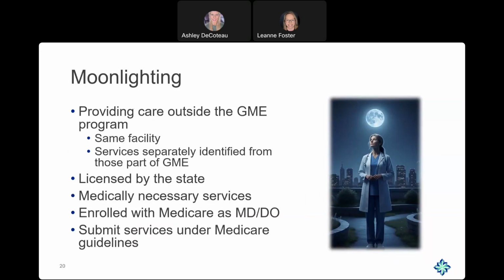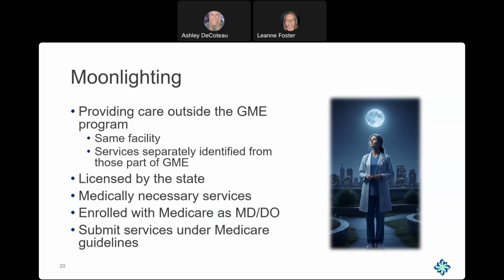Next up, we have moonlighting. Moonlighting is where the resident is actually providing services outside the scope of their graduate medical education program. And it could be within that same facility, but separate from the GME program, or it could be in other facilities outside of the GME facility. So moonlighting includes services that are not related to a resident's training program, meaning the service can be separately identified from those services that are required as part of the training program.